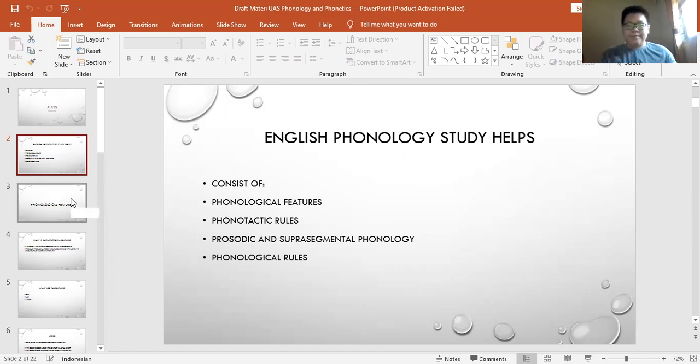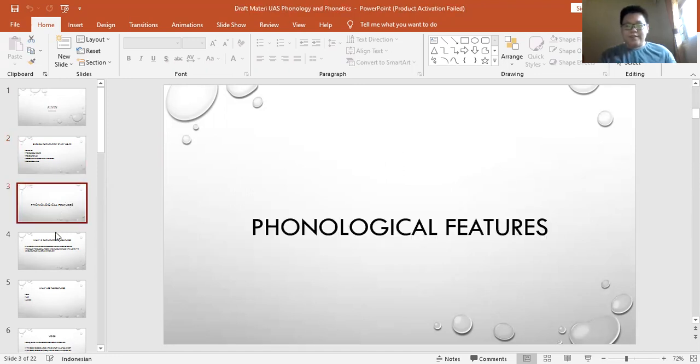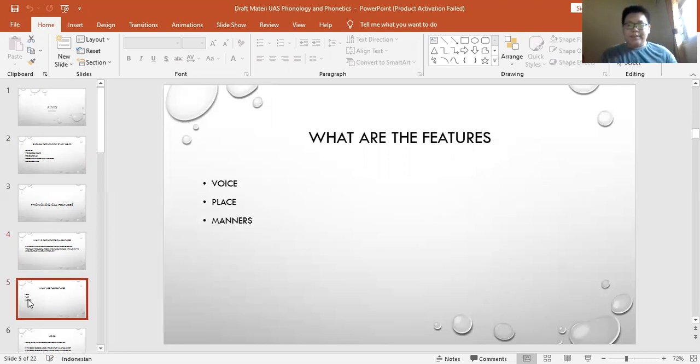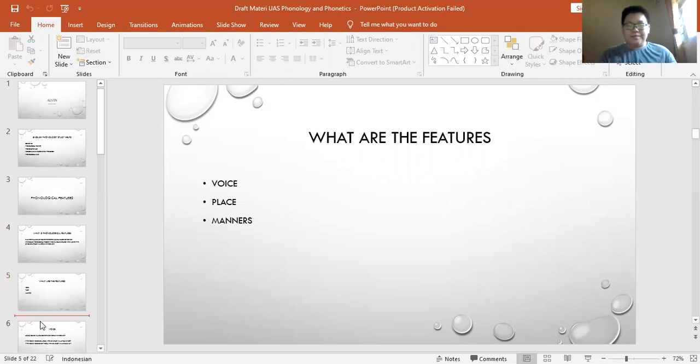Okay, first, phonological features. What are phonological features? These features are essential and are required to describe natural classes of sounds. This is because phonological processes involve a sound change when a given type of sound appears in a certain environment. There are three features here: voice, place, and manner.